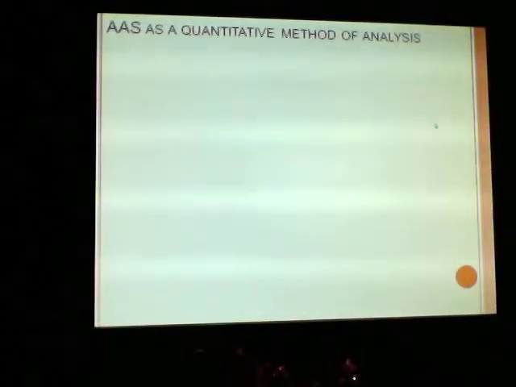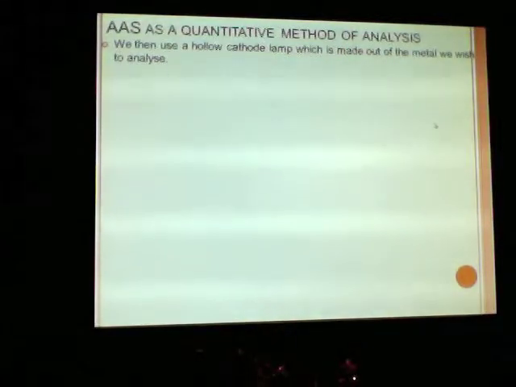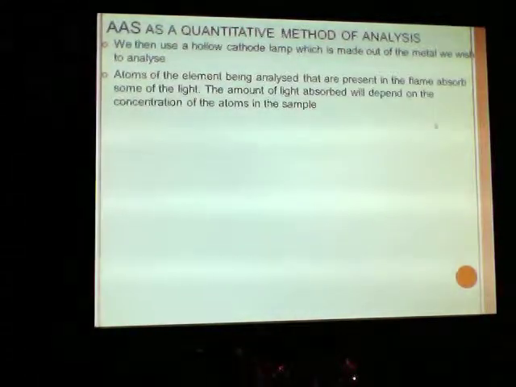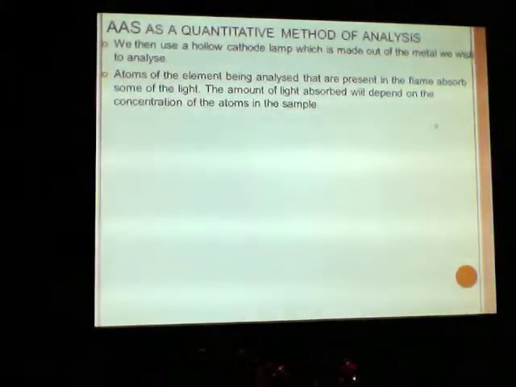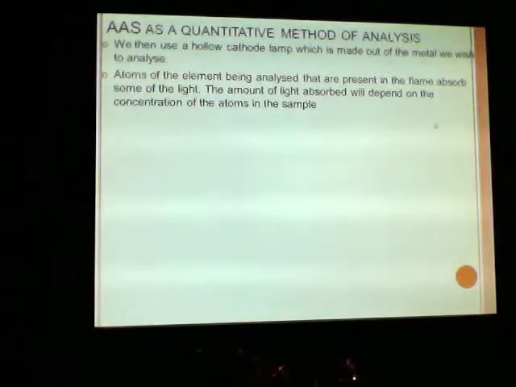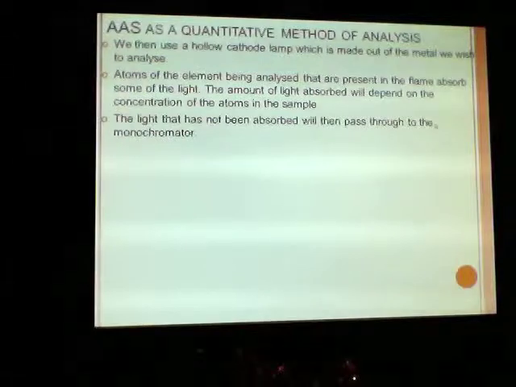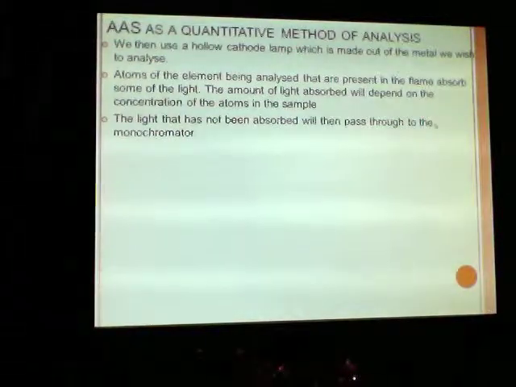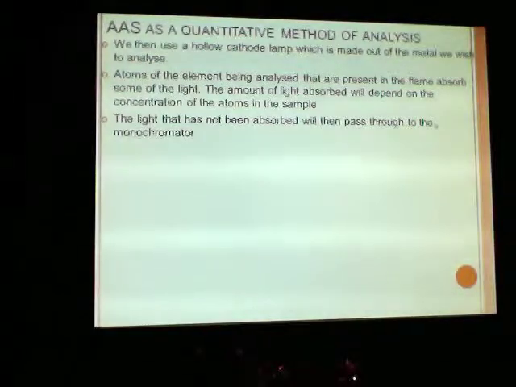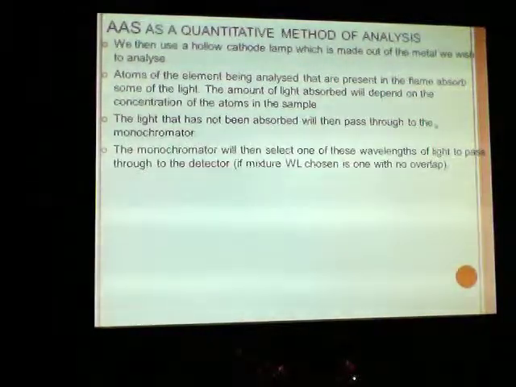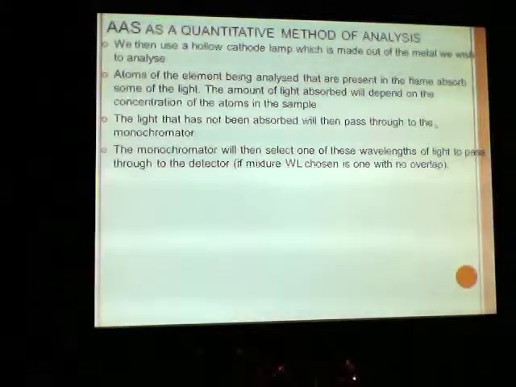Okay, so quantitatively using AAS, we use a hollow cathode lamp made up of the metal we wish to analyze. The atoms being analyzed are present in the flame and absorb some of the light. The amount of light absorbed will depend on the concentration in the sample. The light that has not been absorbed will pass through the monochromator, and the monochromator will then select one of these wavelengths to pass through to the detector.